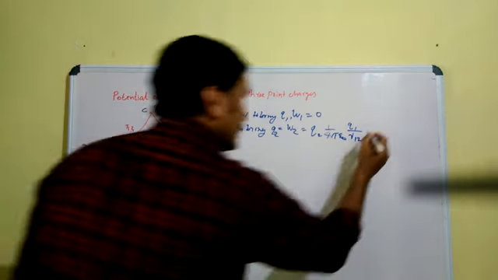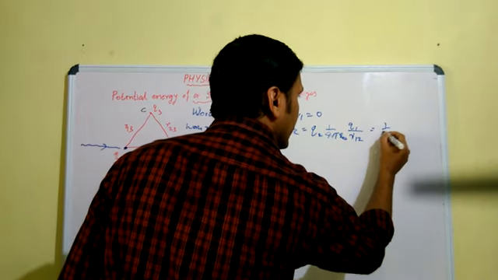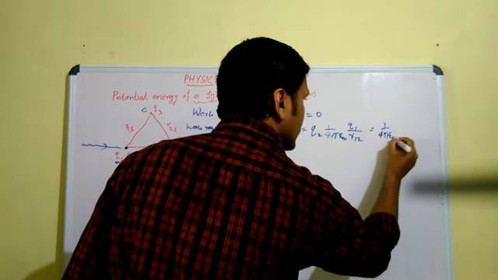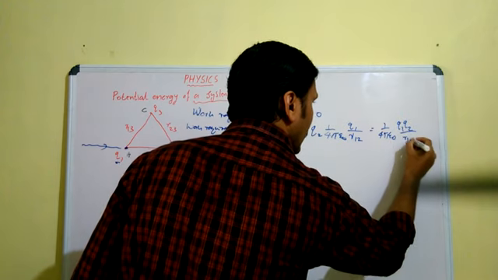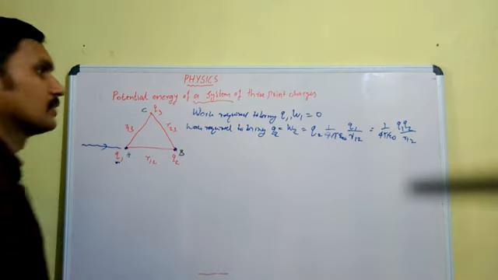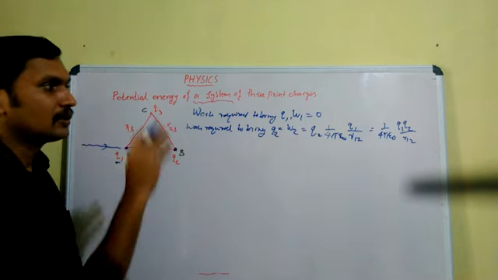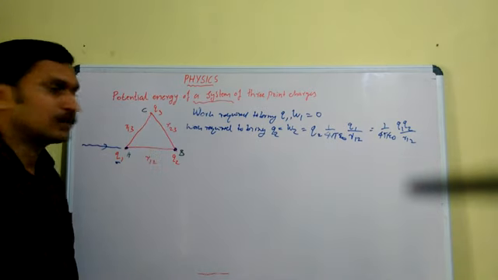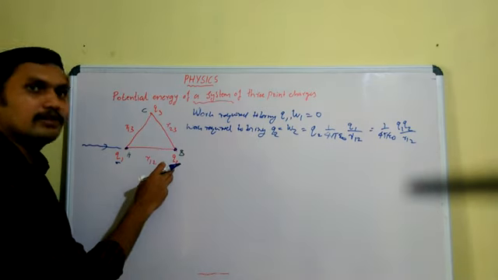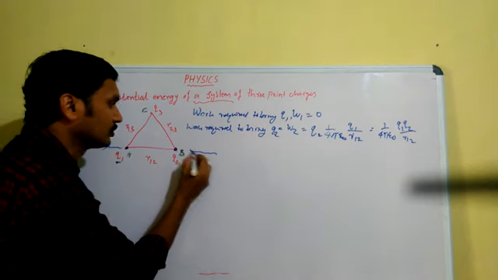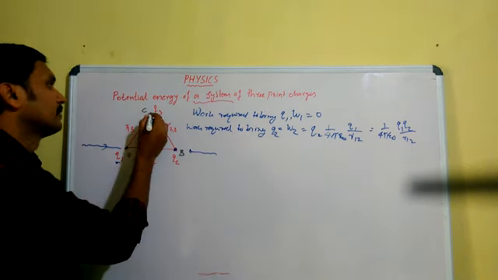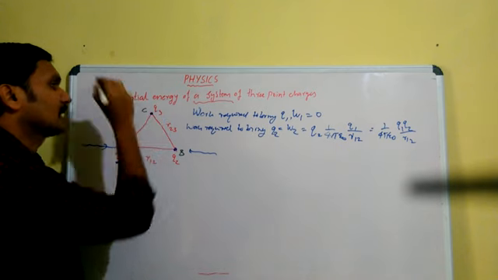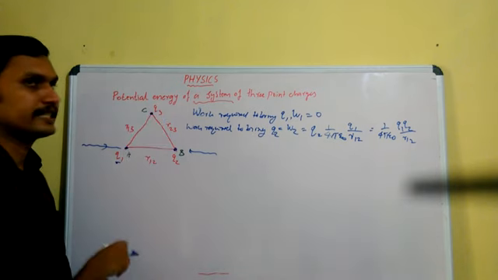Or we can write it this way: W2 is equal to 1 by 4 pi epsilon 0 Q1 Q2 by R12. We brought Q2 from infinity to this point. Now we are bringing the charge Q3 to this point C from infinity.